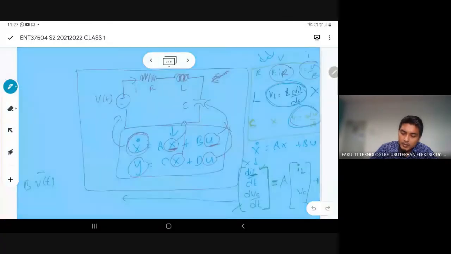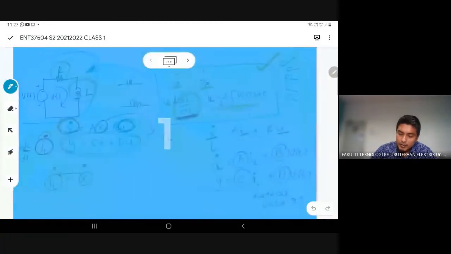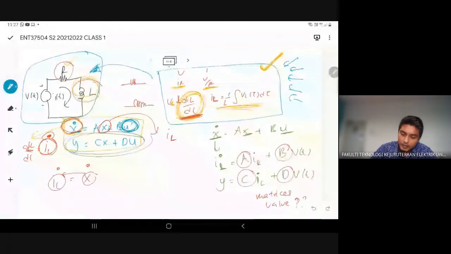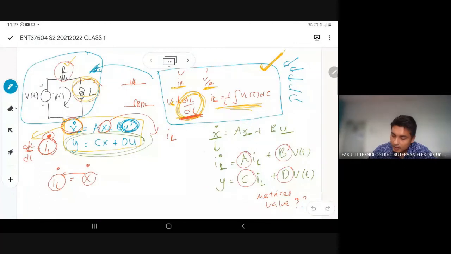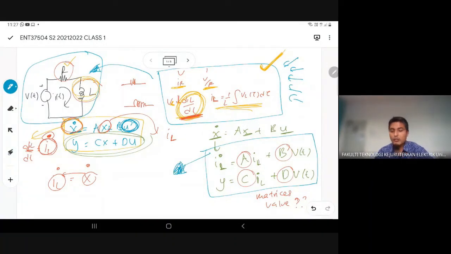Similar to this question, what is the order of the system according to this question? Anyone would like to tell me? What is the order of the system? First order? Come again? First order. That's correct. First order system, easy.